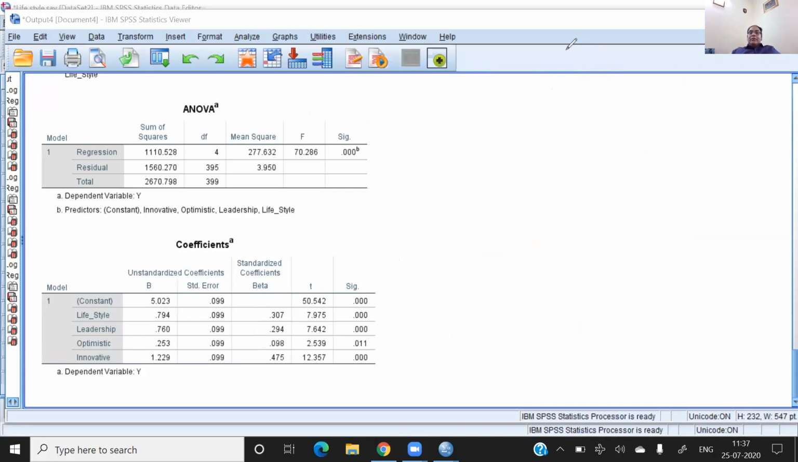Okay, so one thing which I'm writing again, because there are many students who ask me what is the use of unstandardized beta and what is the use of standardized beta.